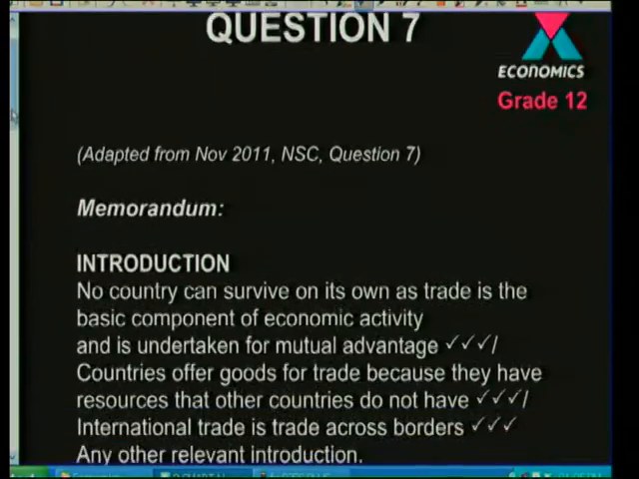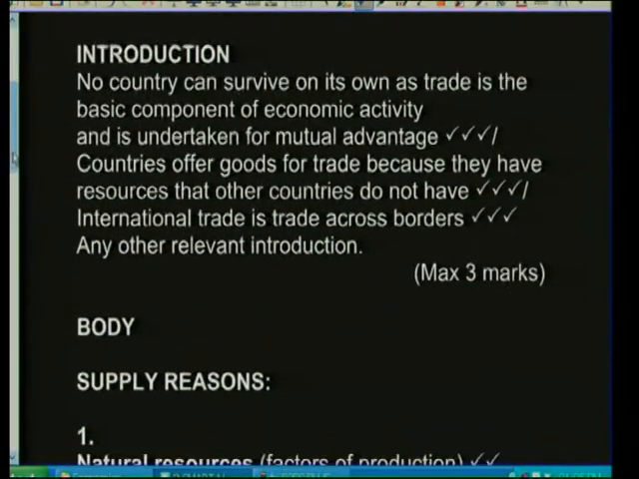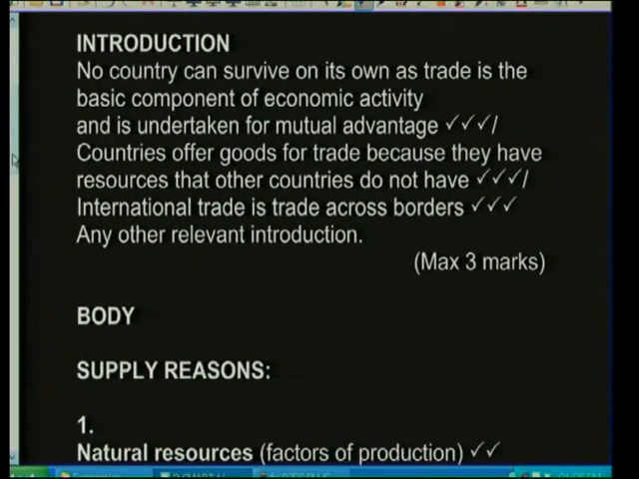I'm going to work through the memo with you and we'll see what we can add and what is less important in the memo. The important thing is when you look at the introduction, they've actually given at least 3 different possibilities. So they're not always that strict on what you are supposed to write in the introduction, as long as you talk about the topic that you're going to discuss.